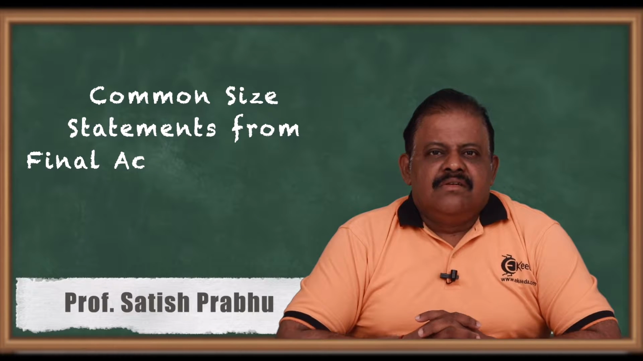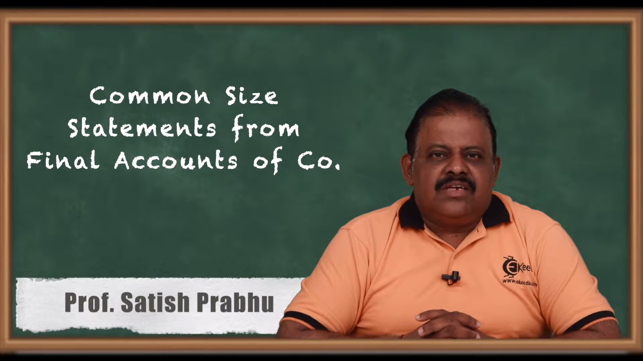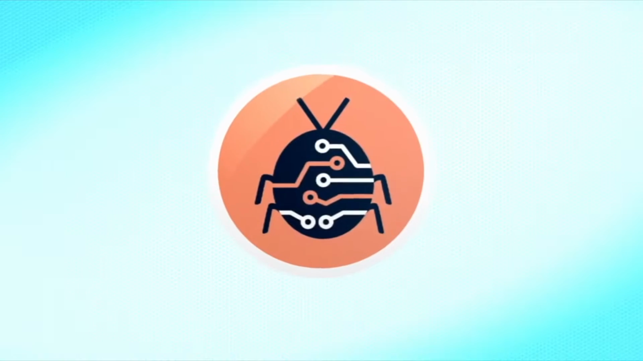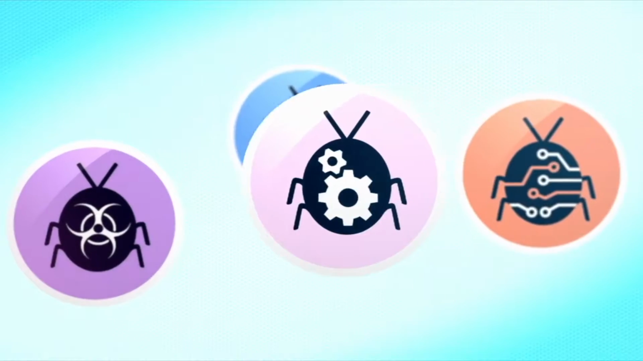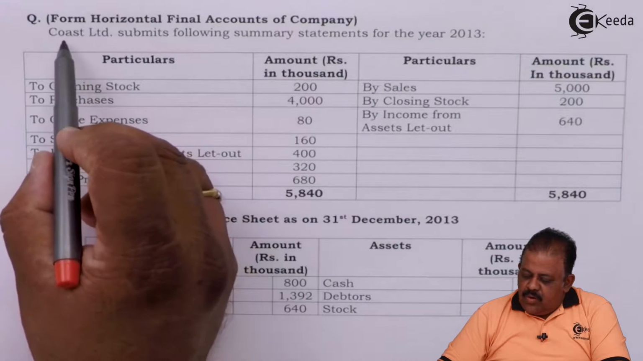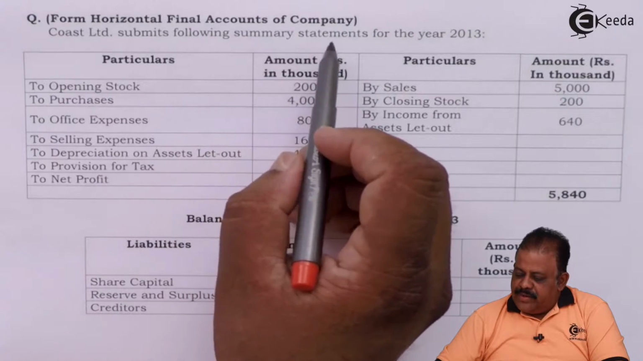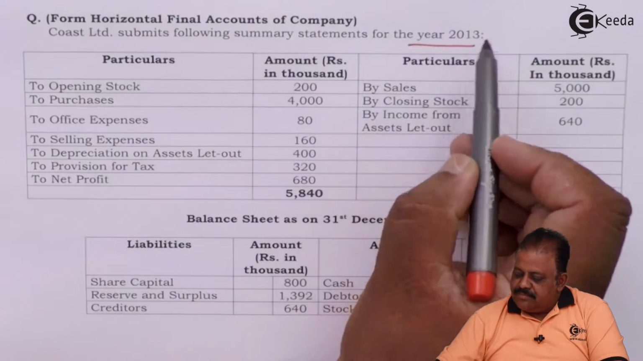Hello friends, let us prepare now common size statements based on final accounts of company given in the question. Let us go through the question. Coast Limited submits following summary statements for the year 2013.